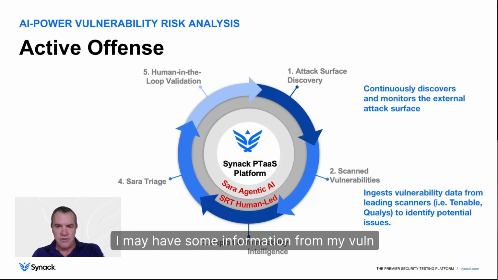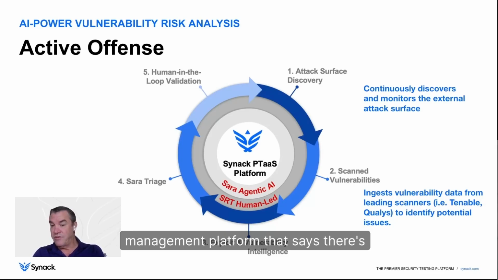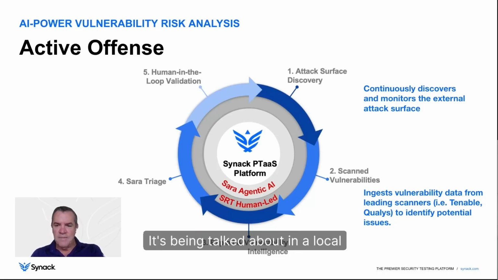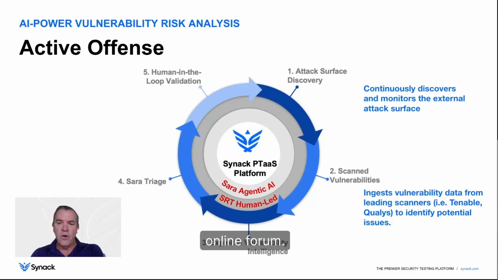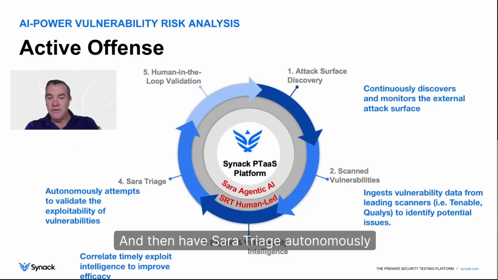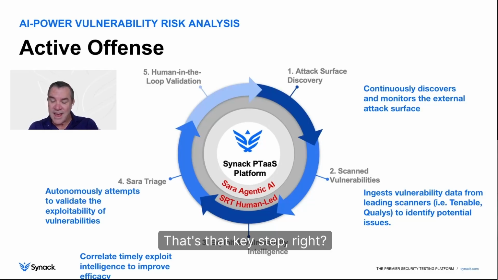I may have some information from my vuln management platform that says there's some risk there. It's on a KEV list. It's being talked about in a local online forum. So I'll have some indications of risk level. But then to be able to add that exploit and vulnerability intelligence into the mix, and then have Sara Triage autonomously attempt to validate the exploitability of those vulnerabilities. That's that key step, right?